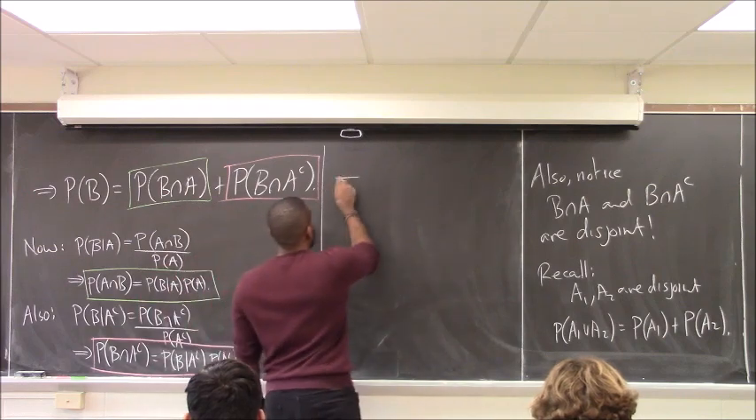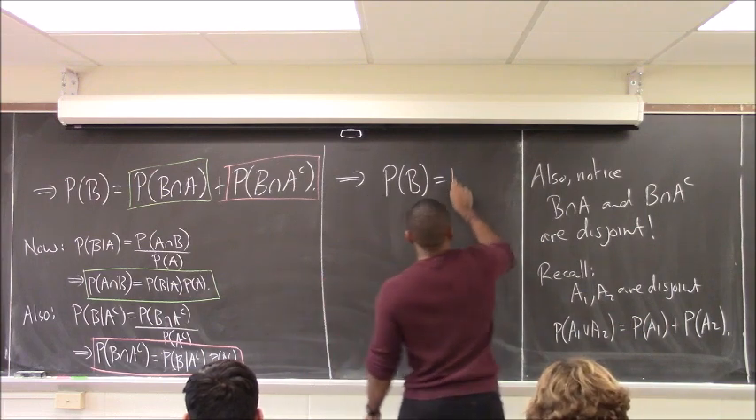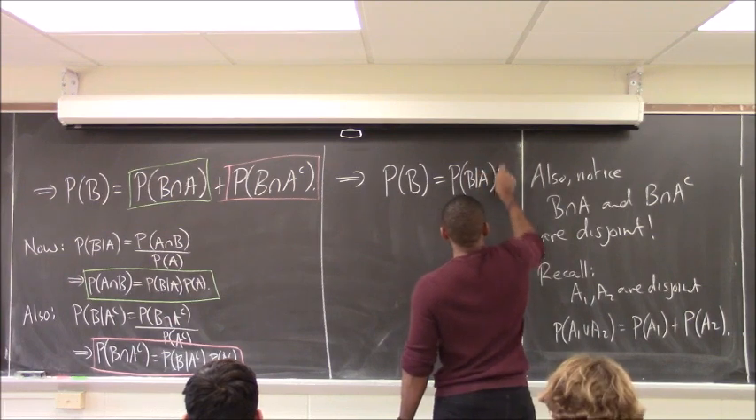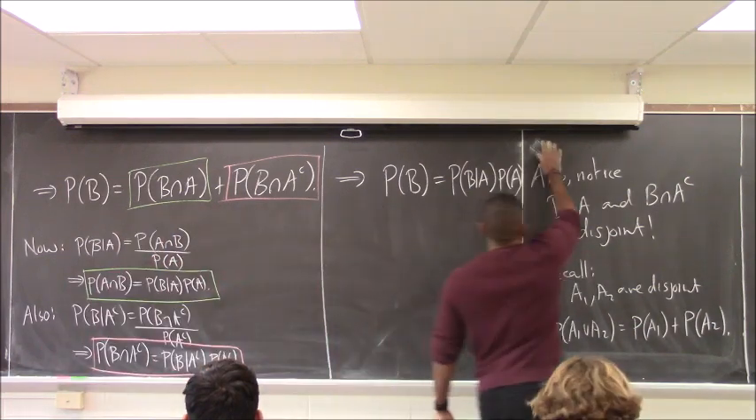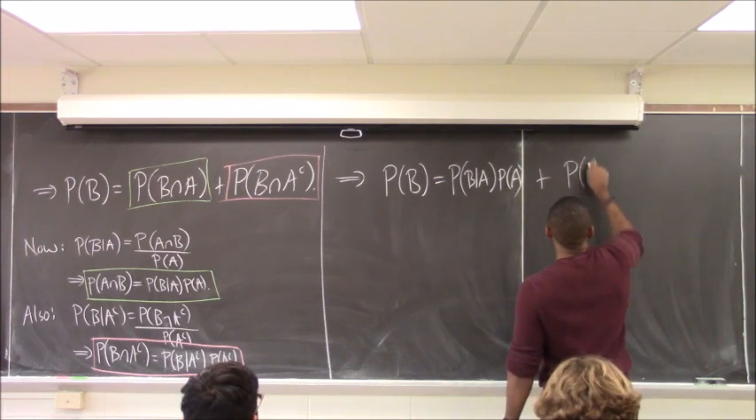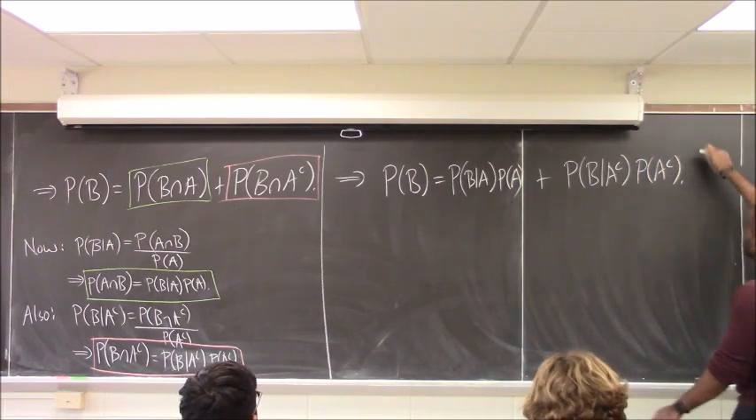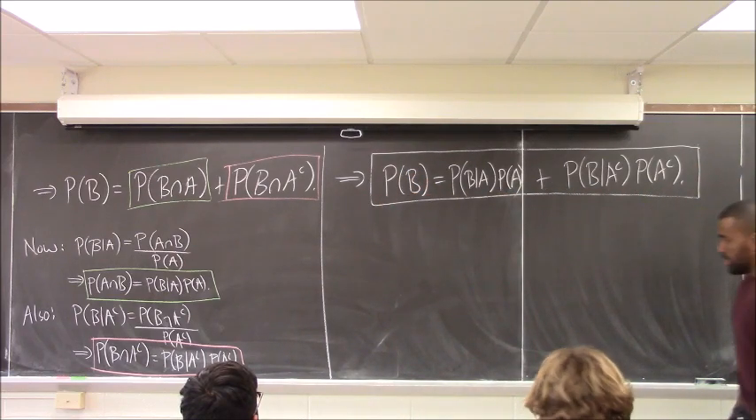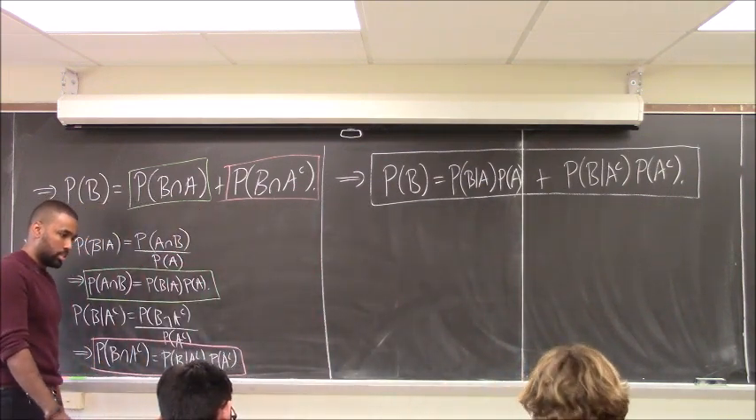So this means the probability of B can be expressed as the probability of B given A times the probability of A plus the probability of B given A complement times the probability of A complement. This is a very important formula. It looks complicated, and even if you say it to yourself, it will sound complicated, but if you think through it, you'll see that it makes total sense.